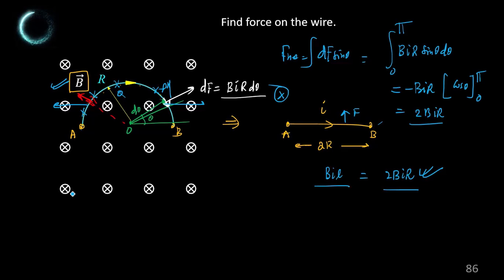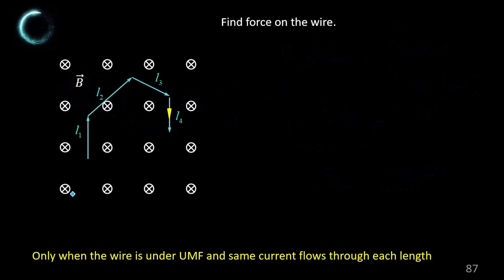Okay, so approximate value মানে আমি করবো কি, আমি ইন্টিগ্রেশন করবো না, instead of doing the integration first আমাকে দেখতে পেতে হবে যে entire wire is under the same magnetic field or not. If it is same magnetic field, then only I can do this, otherwise not. তার মানে কি, only when the wire is under the uniform magnetic field and same current flows through each length. So one part of length, another part of the length, another part of the length. So there are different current carrying elements.